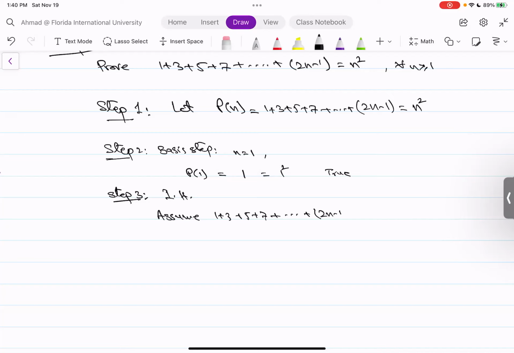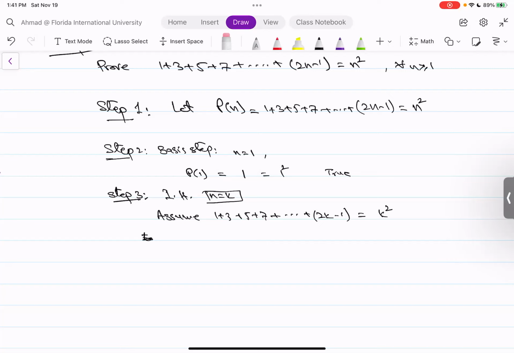And now since we are setting up the induction hypothesis, that means we have to prove it for n is equal to k, right? So I will say that this is true for n equal to k. So we substitute n is equal to k, which is 2k minus 1 is equal to k square, right? So that's what we are assuming.